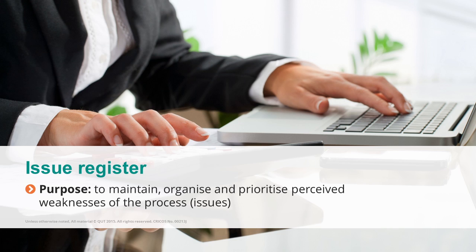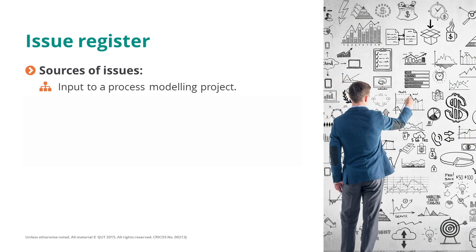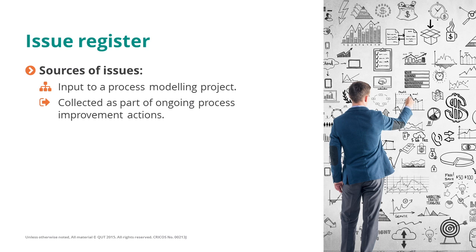It might be, for example, that the whole purpose of the process improvement project is to address the issue that certain instances of the process take too long to complete. Therefore, that issue is already given as input to the project. But sometimes issues are collected as part of ongoing process improvement actions, like for example, via customer feedback.